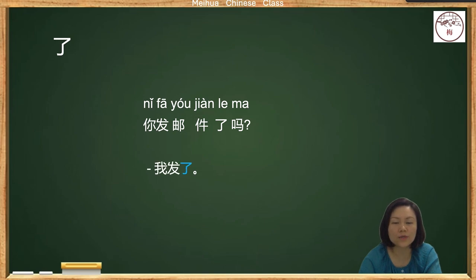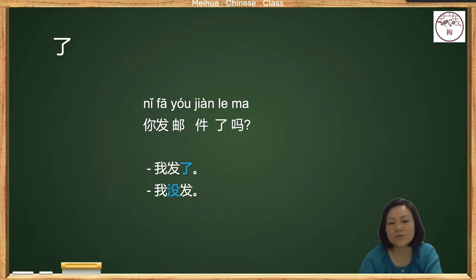Let's look at how we respond to the question. If it's a yes reply, we just repeat the action, but usually we don't mention the object because it's already there in the question, right? So we don't want to repeat it. We just want to confirm to the asker that yes, something happened. We would say, 你发邮件了吗? Did you send the email? We will respond, 我发了. I sent. Here, because there is le, which means it's past, right? It's something that happened already. So the translation should be I sent, right? Sent is a past participle.